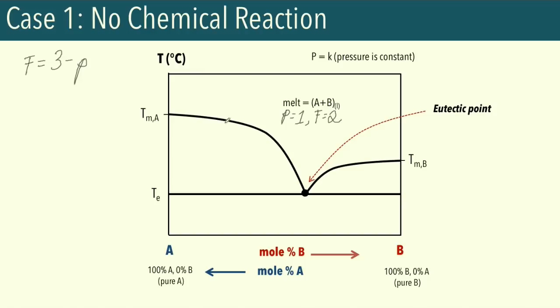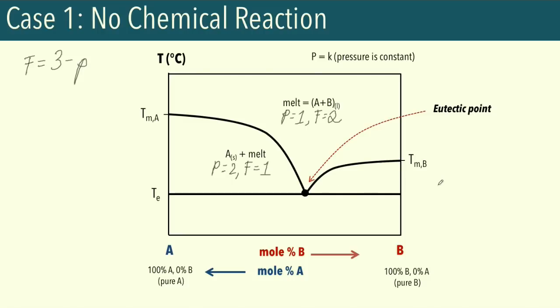Inside here, we could determine the phases that exist just by looking at the bordering lines. On the left side here, we have pure A, and on the right side here, we have the melt. So we know that the phases inside this region here are pure solid A and the melt. So we have two phases here. We have a solid, we have the liquid. So P is equal to 2. So our variance is going to be equal to 3 minus 2. So that is just equal to 1.